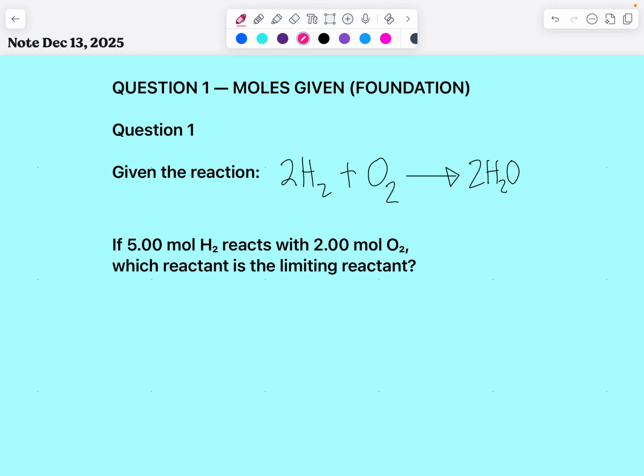Today we'll work through limiting reactant questions exactly the way they appear on general chemistry exams. Each question will be solved step by step with full setup and final answers.